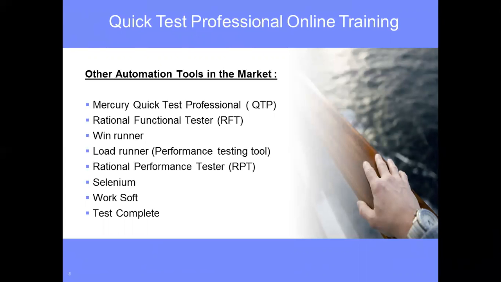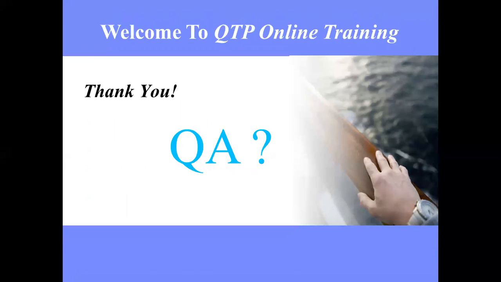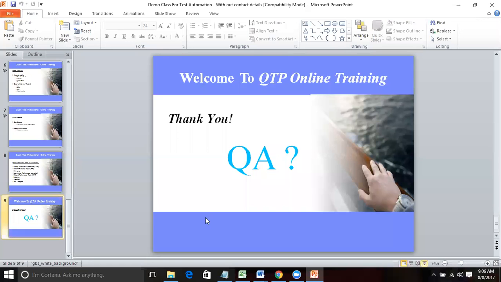And if you take the other automation tools mentioned, like QTP, RFT is the Rational Functional Testing tool, developed by IBM. A few IBM projects still use RFT, but not others. WinRunner, LoadRunner is a non-functional testing tool. RPT, Selenium, Worksoft. Worksoft came about 3 years back, same as Selenium, but it didn't click. TestComplete.